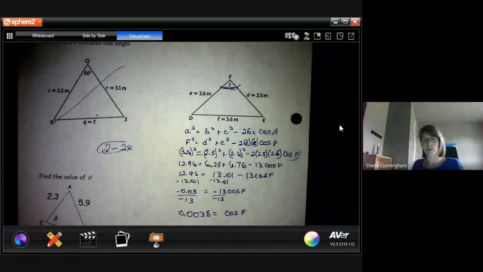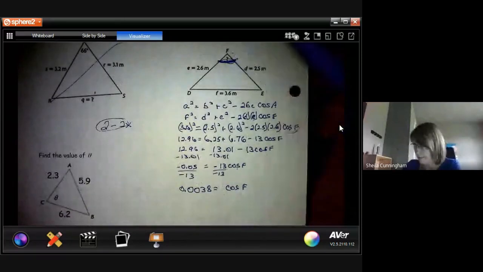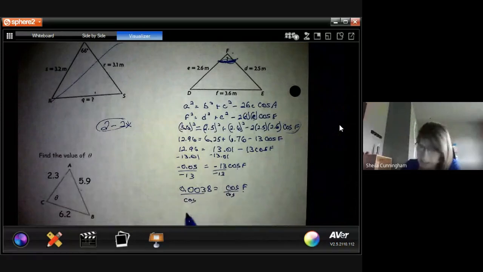Well, that certainly doesn't look like a degree yet. We're looking for this angle measure, and this isn't an angle measure yet, but we also don't have it down to just F, what angle F is. We have it as cos of F, which means if I divide this side by cos and I divide this side by cos, what I really have left is cos to the -1, because that's what's in the bottom, times 0.0038. And that is what equals F.